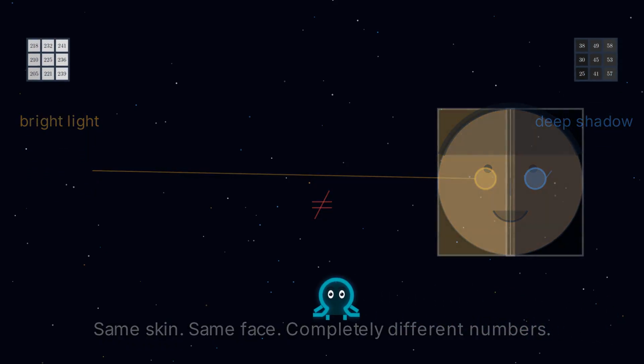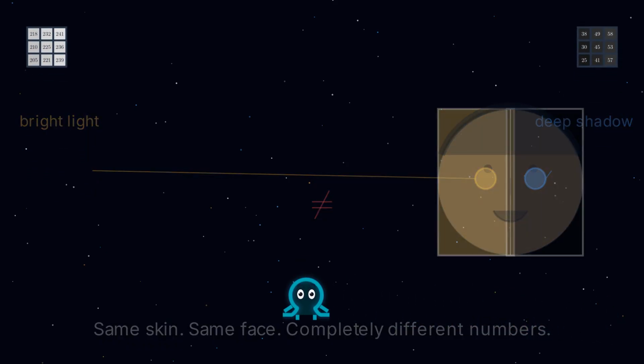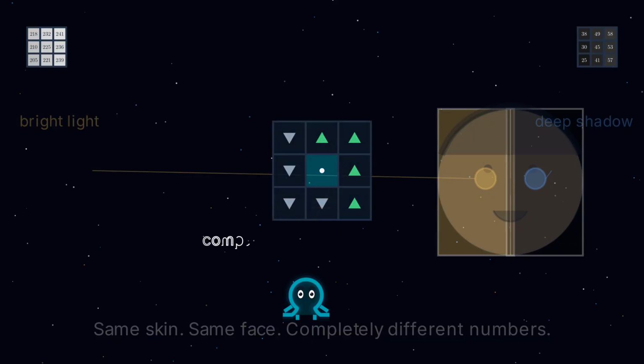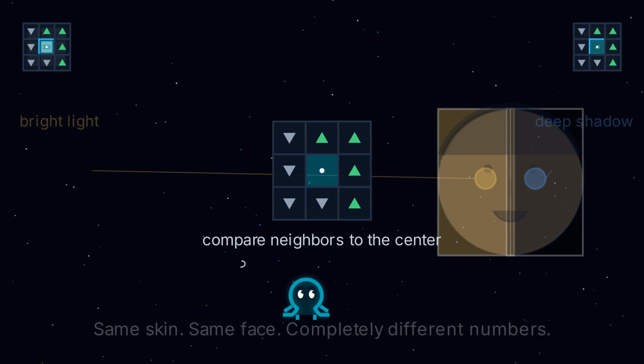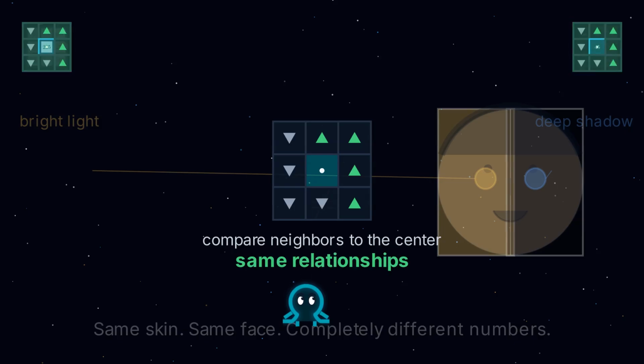But here's the key insight. Even though the brightness itself completely changes, the relationship between a pixel and its neighbors, which ones are brighter, which ones are darker, tends to stay exactly the same. What if, instead of trusting brightness, we built our entire description around these relationships?